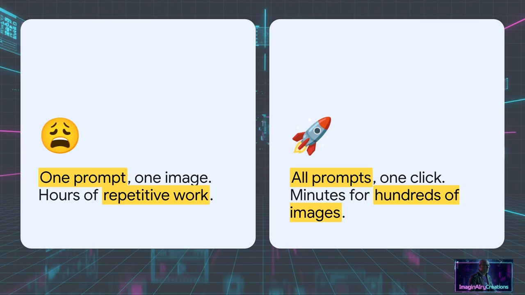And what's so wild is when you see the difference side by side. The manual method, right? You're stuck in this mind-numbing loop. Copy a prompt, paste it, wait for it to generate, download, and then repeat. For a 50-scene video, that's literally hours of your life gone. Now, the automated method, you just feed it all 50 prompts at once, hit one button, and it does everything for you in minutes. It's a complete game changer.